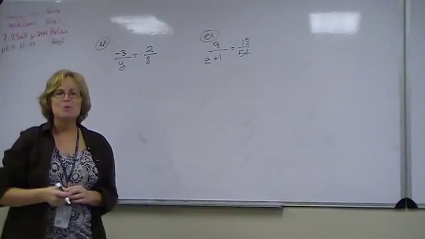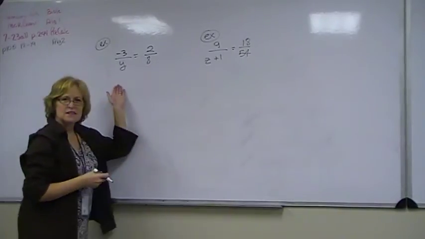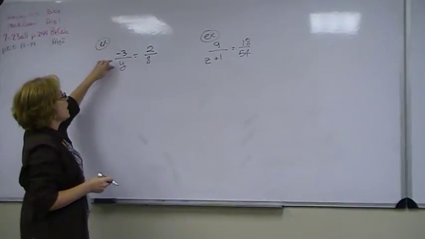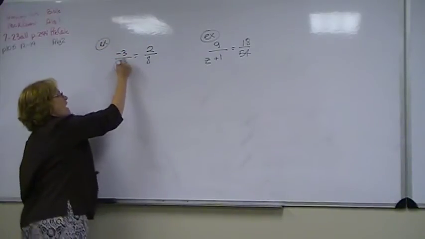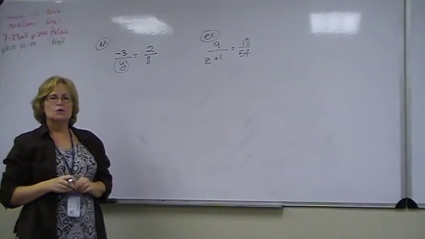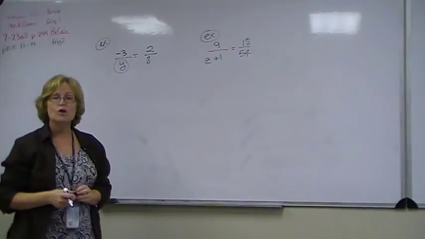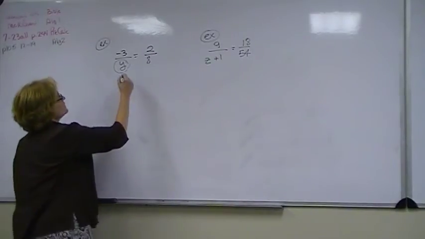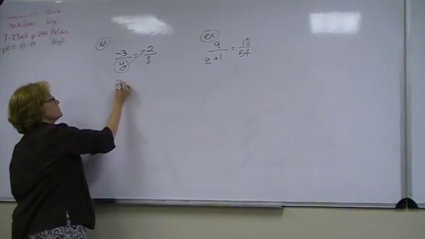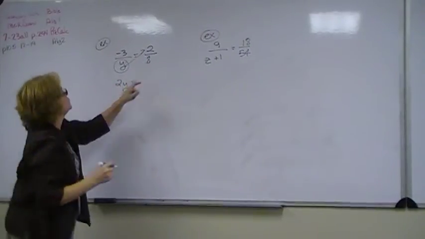All right, up here on the board I have 2 examples, and let's start with the first one. The first example says -3 is to y as 2 is to 8. I'm missing that value right here, so I need to solve for it. And since I have a proportion to solve for it, I use the mean extreme product theorem. So the product of the means is equal to the product of the extremes.